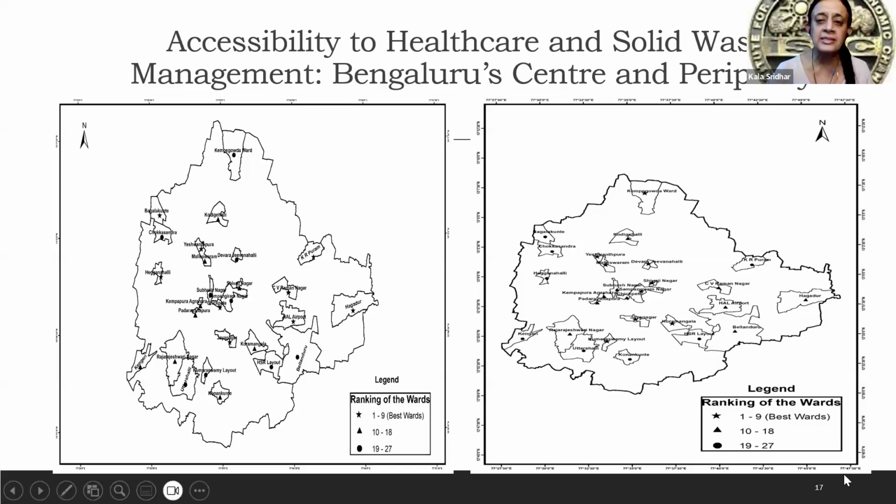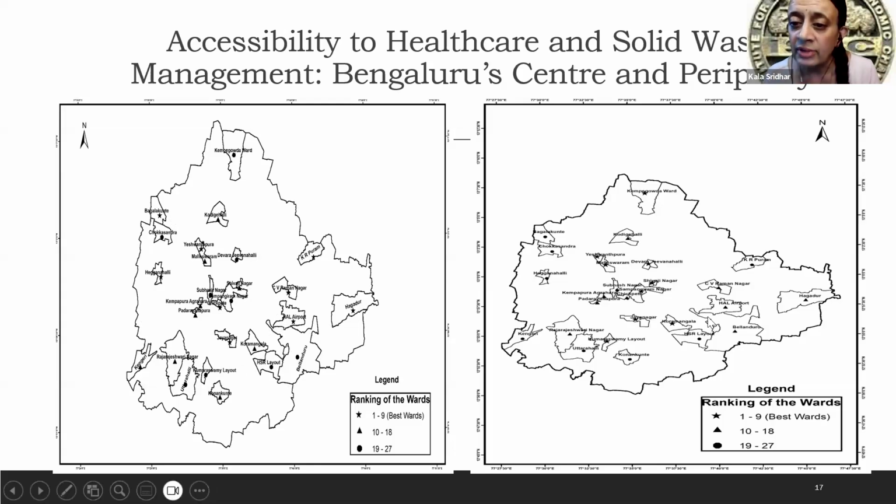So this is the access to healthcare and solid waste management. The left panel is the access to healthcare and the right panel represents the access to solid waste management in Bangalore, right? So here, in healthcare, the stars are usually the best wards. We ranked this based on a study we did earlier, a couple of years ago. So the stars here are mostly in the center, but there are some stars in the peripheries as well, which basically means that healthcare is more or less evenly distributed across the center and the periphery.